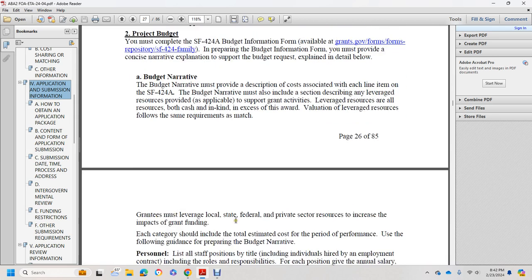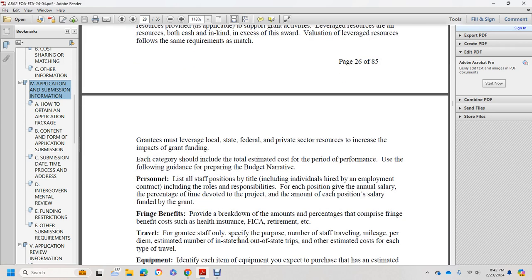Grantees must leverage local, state, federal, and private sector resources to increase the impact of grant funding. Each category should include the total estimated cost for the period of performance. Review the following guidelines in preparing the budget narrative. Personnel: list all of the staff positions by title, including individuals hired by employment contract. Include the roles and responsibilities of each position, the annual salary, the percent of time devoted to the project, and the amount of each position's salary funded by the grant.